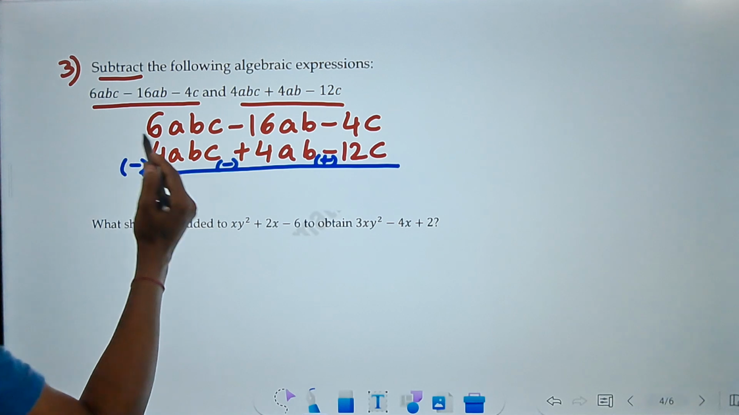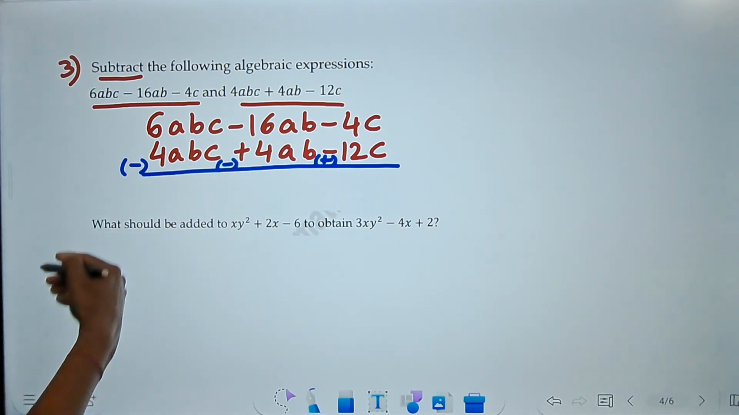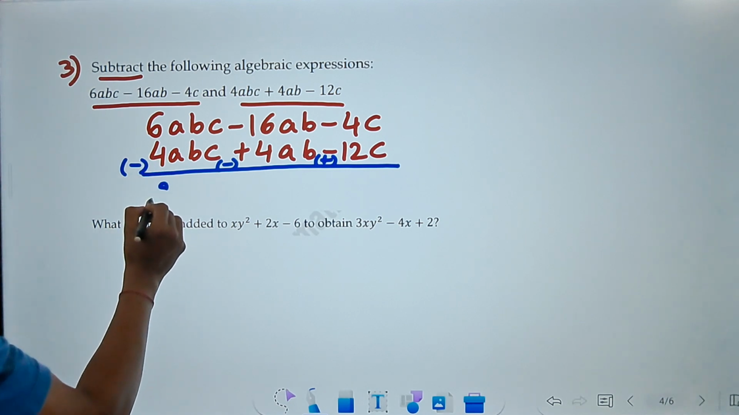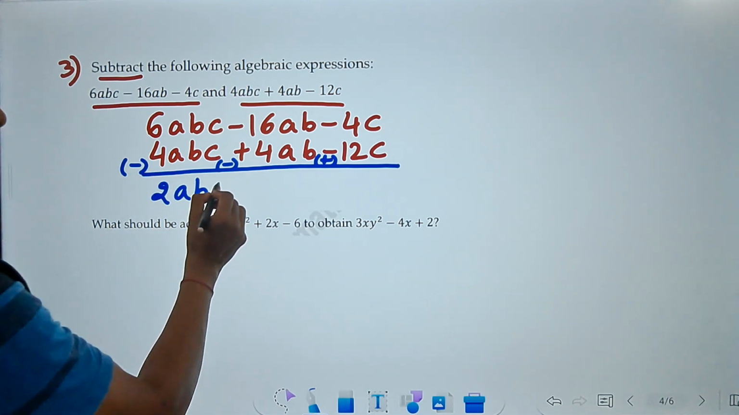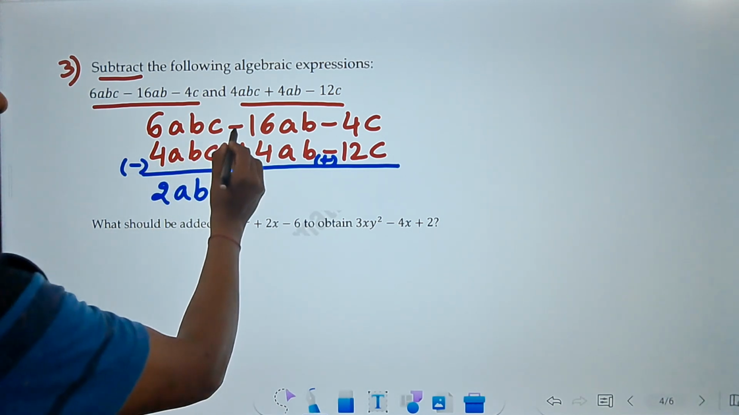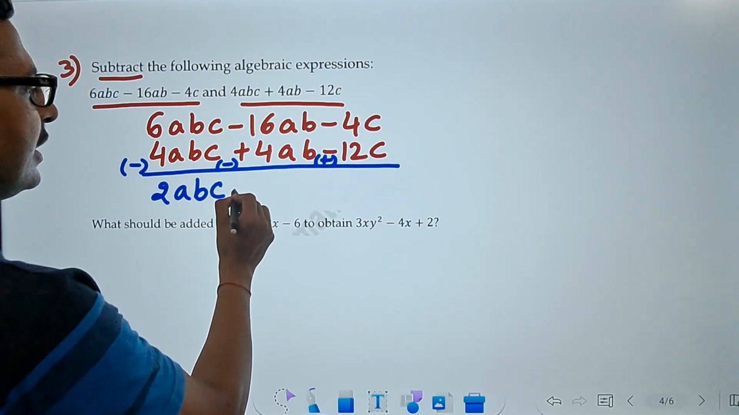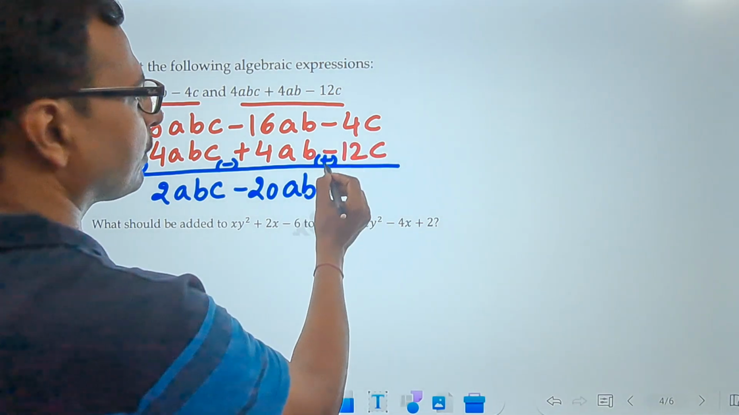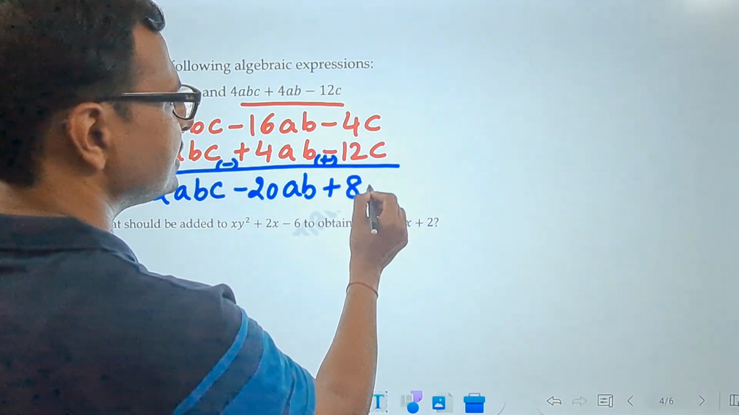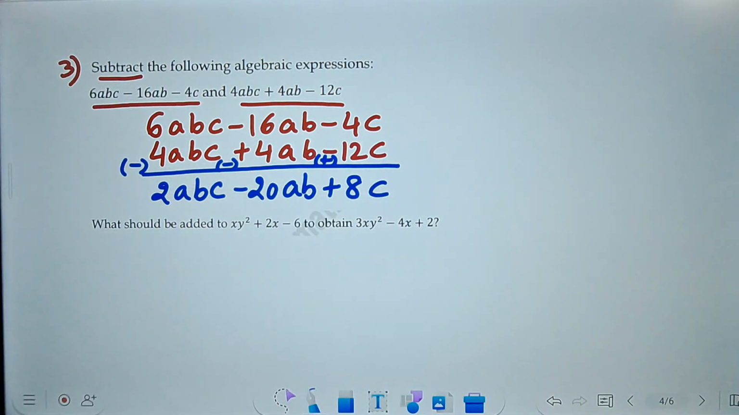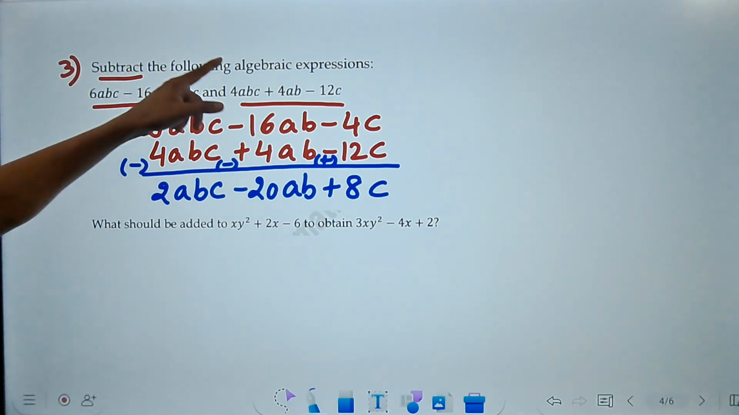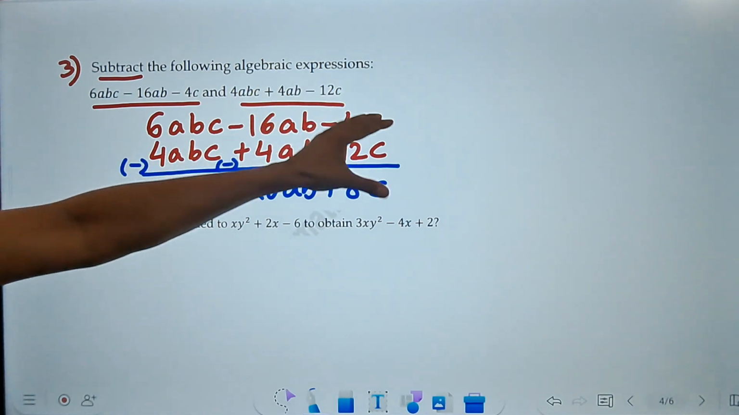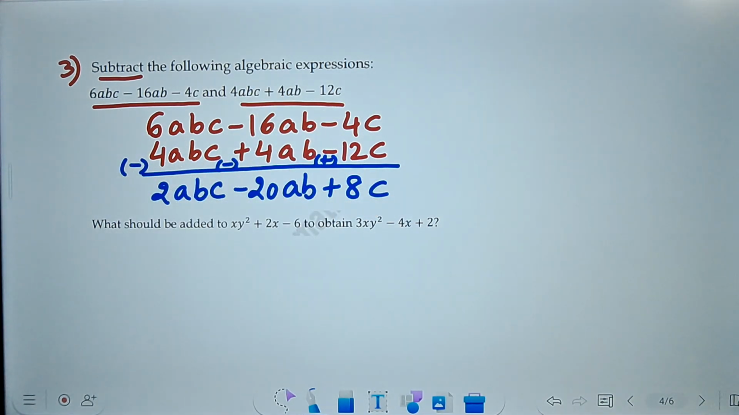Now consider the changed sign and do integer addition and subtraction. So 6 minus 4 is 2, followed by abc because that variable part doesn't change. Minus 16 minus 4 is minus 20 ab, and minus 4 plus 12 is plus 8c. So this will be the result when you subtract these two algebraic expressions. So subtraction involves changing the sign of the second expression.